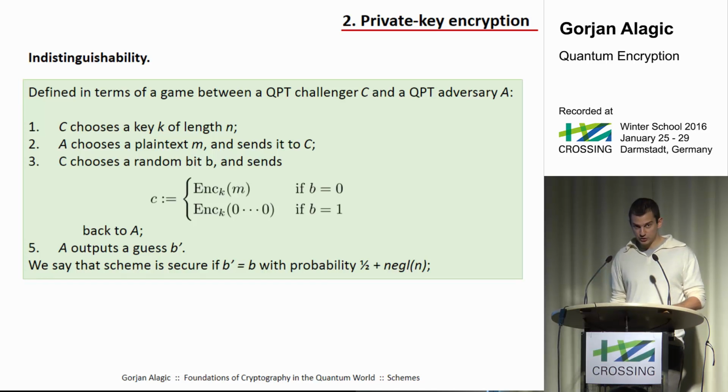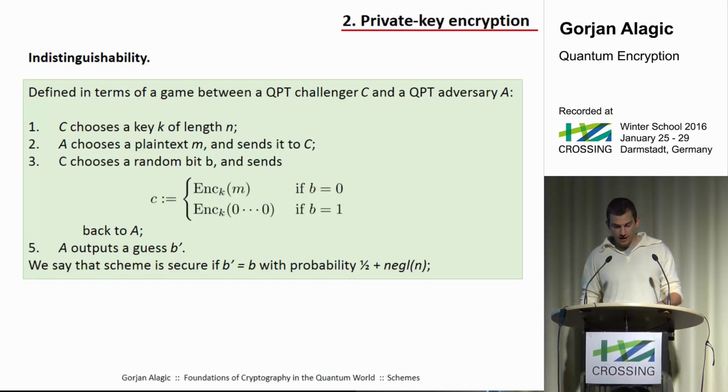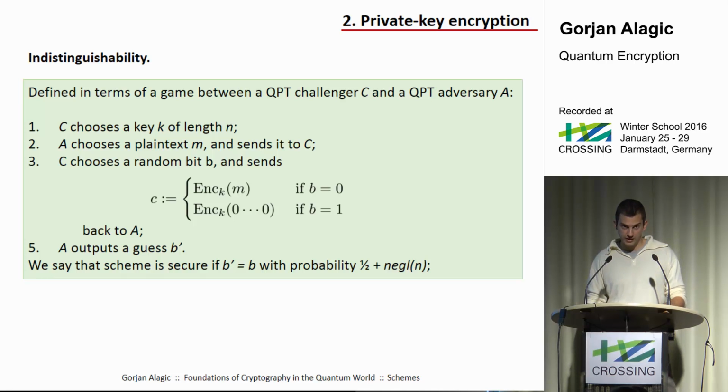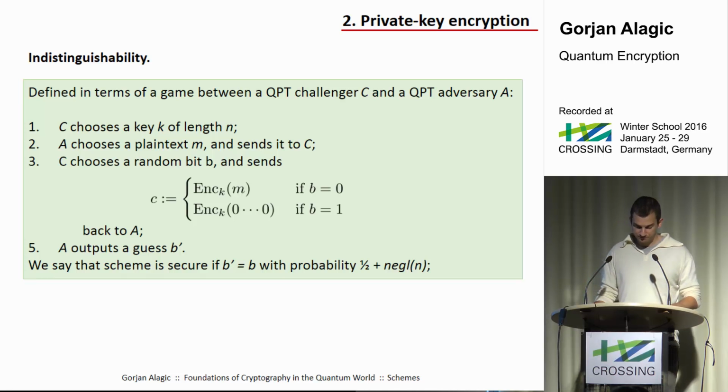And now the challenger will choose a random bit and either reply back with the encryption of the message that the adversary sent, or with the encryption of 0, each with probability of half. And now A should output a guess, B prime, and we say that the adversary wins if B prime is equal to B, so if they correctly guessed which choice the challenger made.